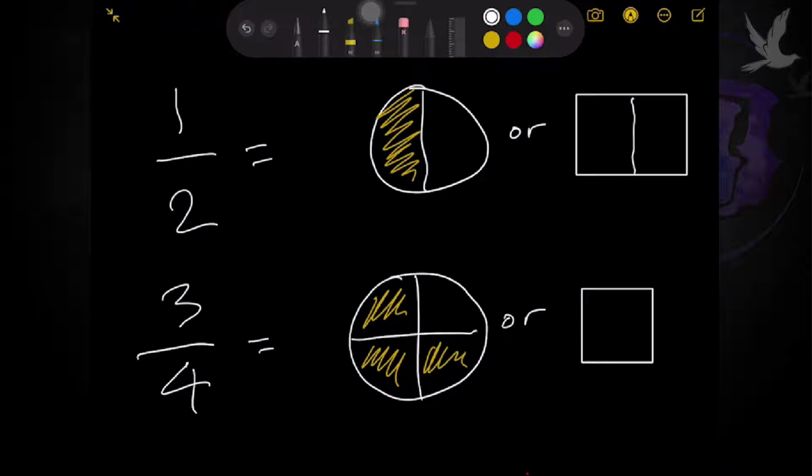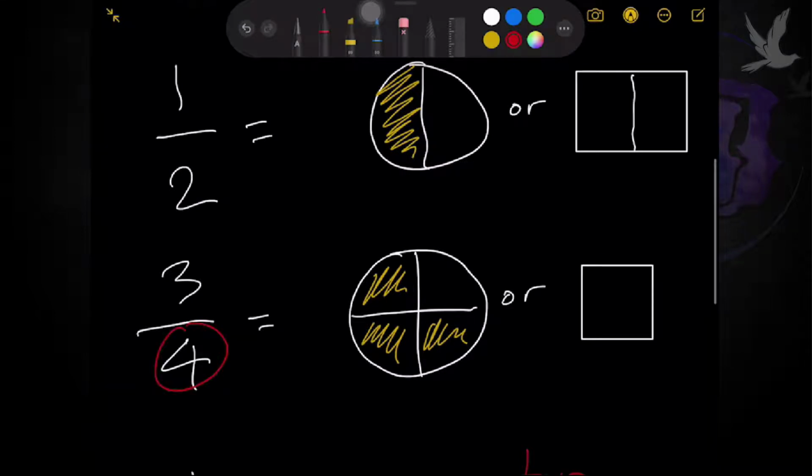Square, rectangle, it depends. But the important part is that you have to deal with the denominator. Since it is 2, there should be only 2 parts. Again, they should be equal parts. Next is 4. You have to subdivide this into 4 equal parts. It can be divided this way, 1, 2, 3, 4, or it can be divided this way. It depends how you want to subdivide them as long as they are equal.